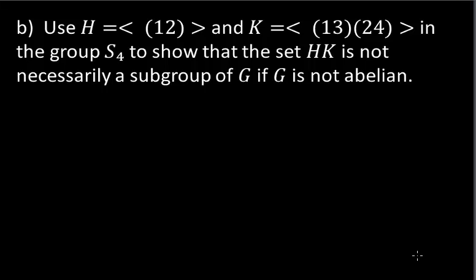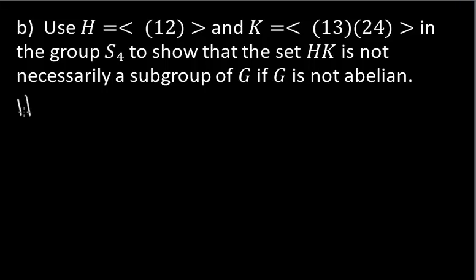Now on this second part of the question, of course you couldn't get it if you didn't know what HK was. But now that we do, let's write out these subgroups, H and K, and show that HK is not going to be a subgroup because S4 is not abelian.